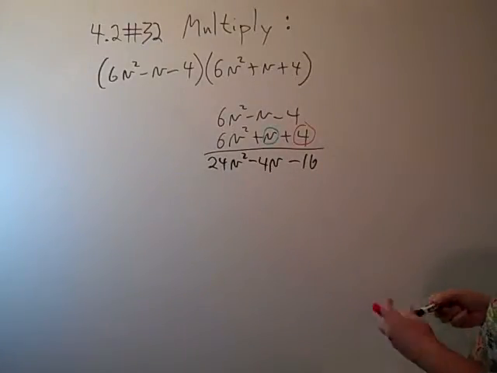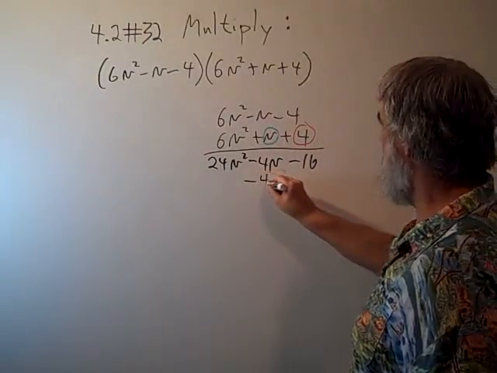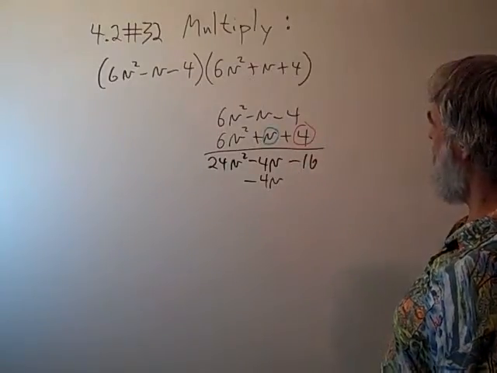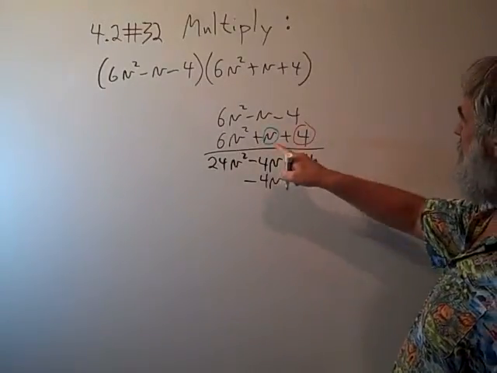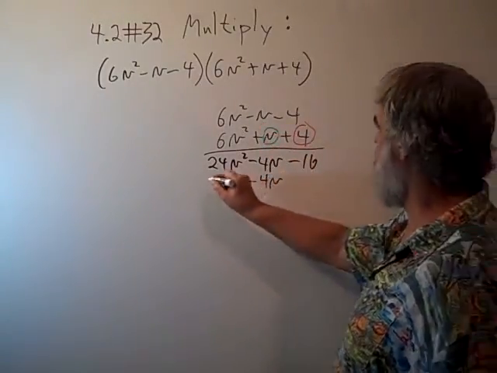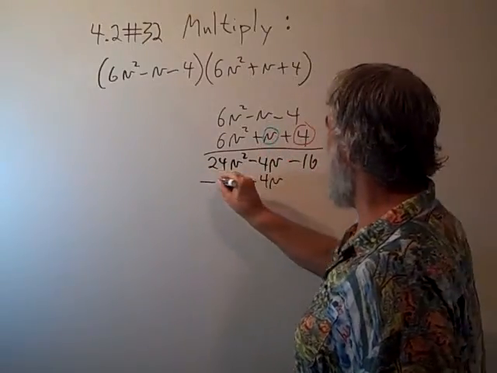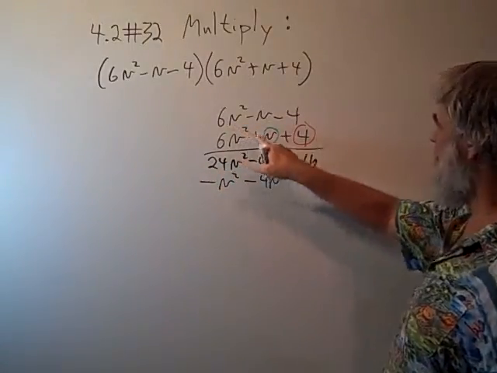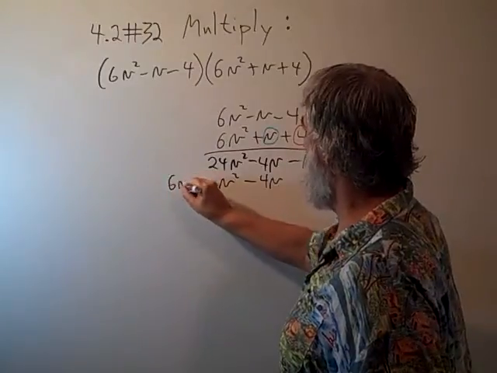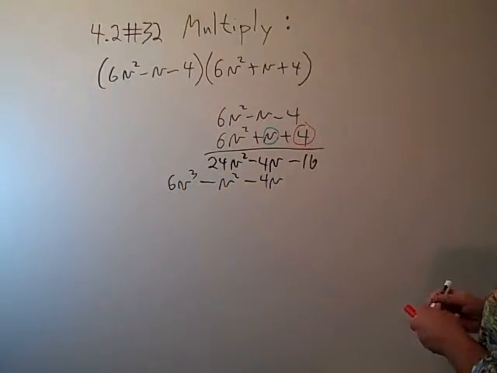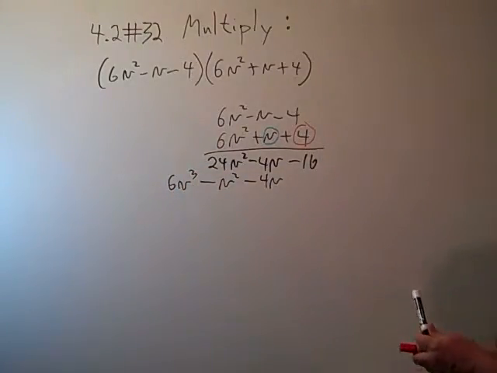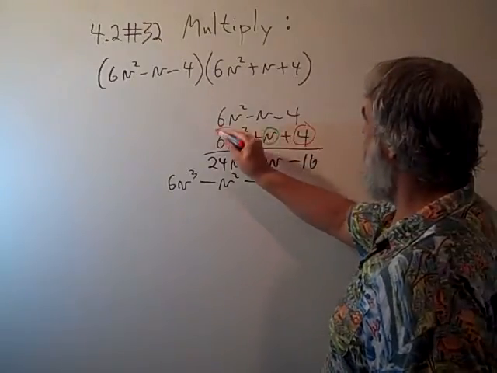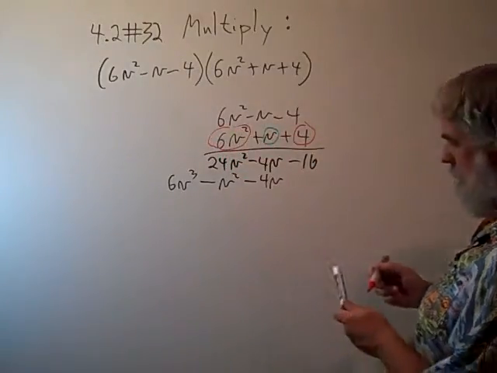Now we move over and multiply every term in the top polynomial times this v term. So we have negative 4 times v is negative 4v, which we write in the v column here, under the previous v. And then negative v times v is negative v squared. And 6v squared times v is 6v to the third power.